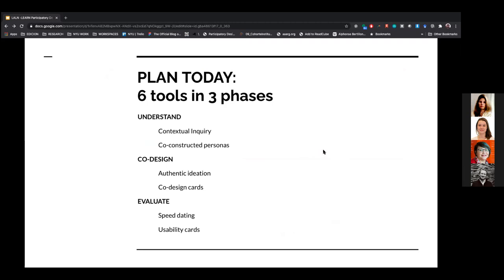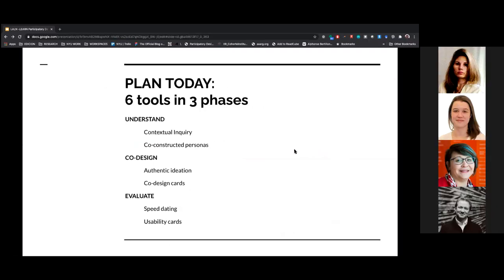So the plan is I will share a little bit about human-centered design, and then talk about these six tools in three buckets. Tools for understanding, for gathering data and information before we design; tools for co-design, for designing alongside our users; and tools to evaluate. Once we have worked with our users, how to bring them back and make the most out of getting their insights about whether what we have designed together is valuable or not.